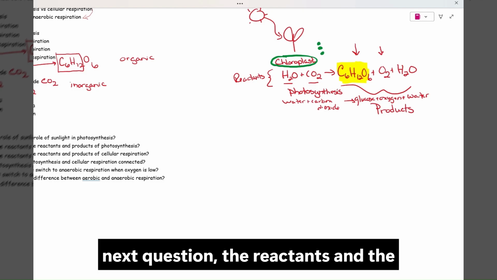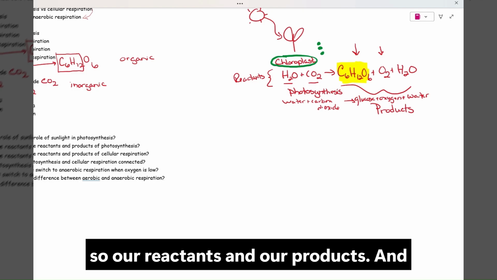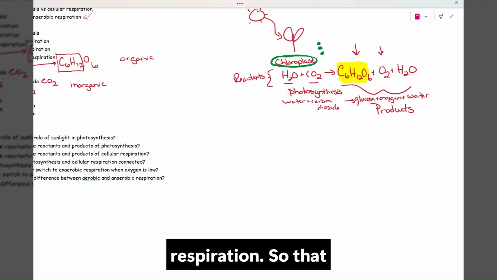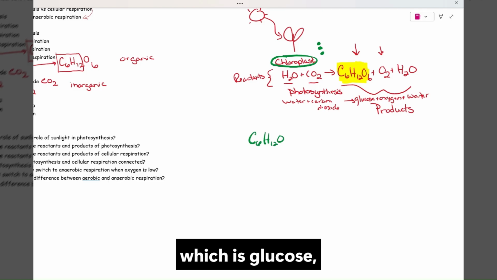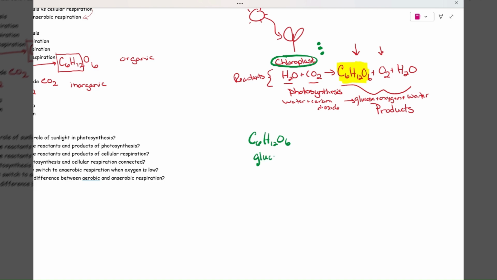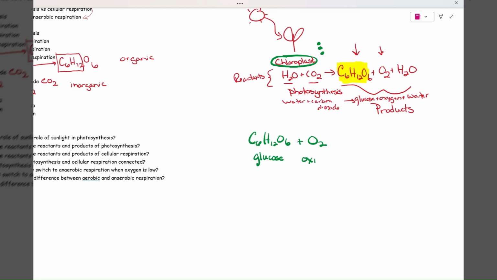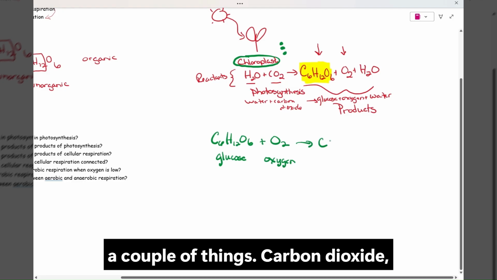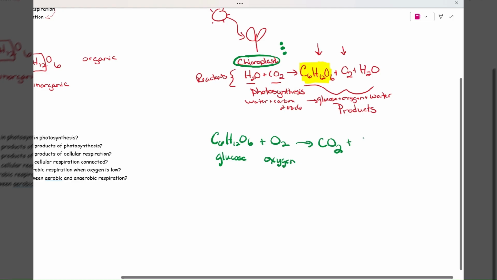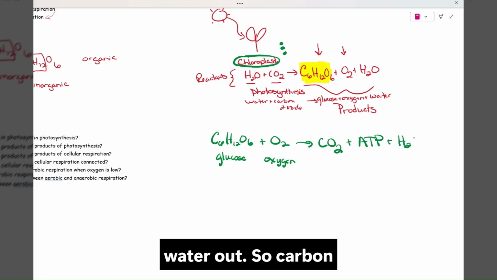When we move to our next question, the reactants and the products we've already done. And now we're going to move on to cell respiration. So C6H12O6, which is glucose, when it's in the presence of oxygen, is used to generate a couple of things: carbon dioxide, ATP, and you also get a little bit of water out.